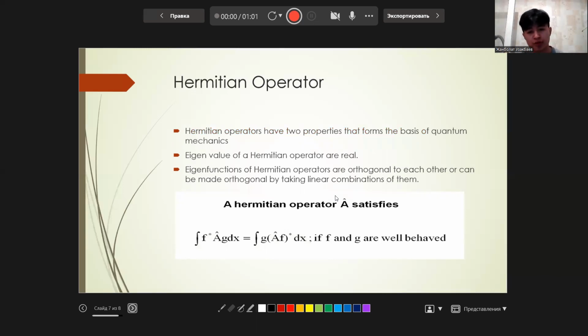Hermitian operators have two properties that form the basis of quantum mechanics. The eigenvalues of a Hermitian operator are real, and eigenfunctions of Hermitian operators are orthogonal to each other or can be made orthogonal by taking linear combinations of them. A Hermitian operator satisfies the integral of phi times A g dx equals the integral of g times A phi dx, if phi and g are well behaved.